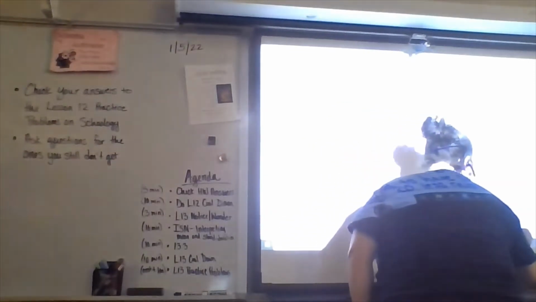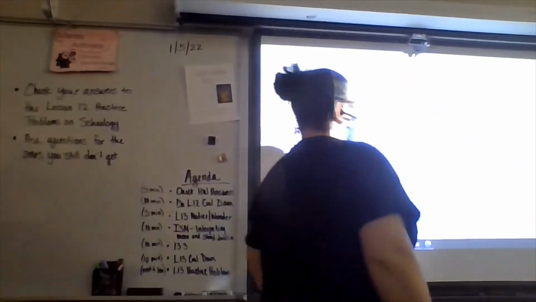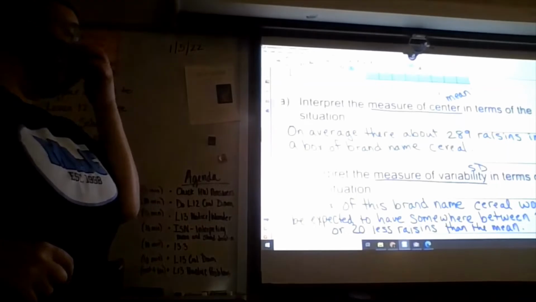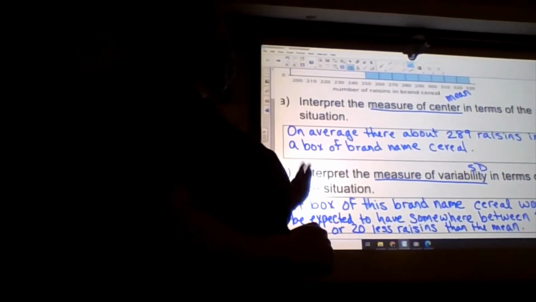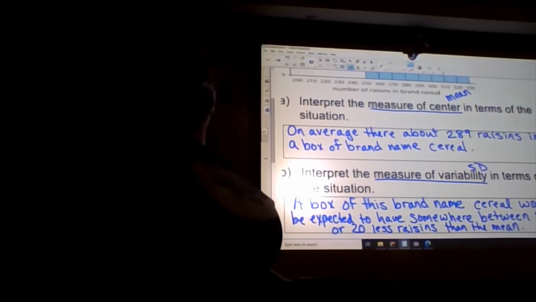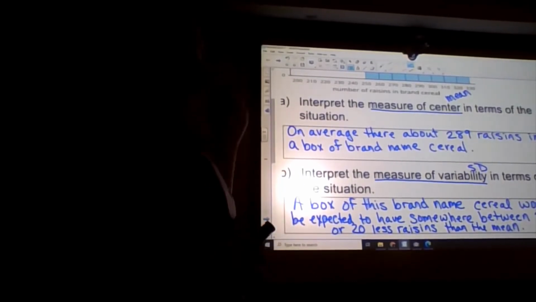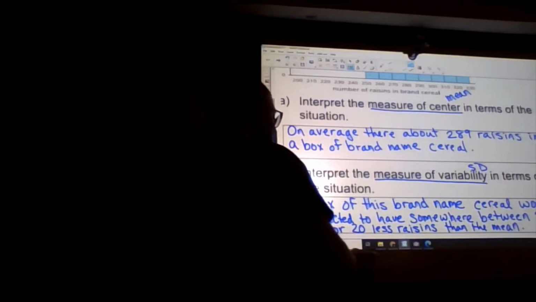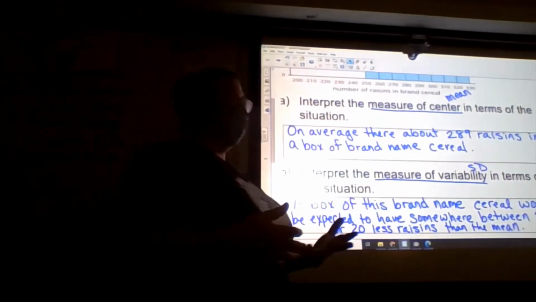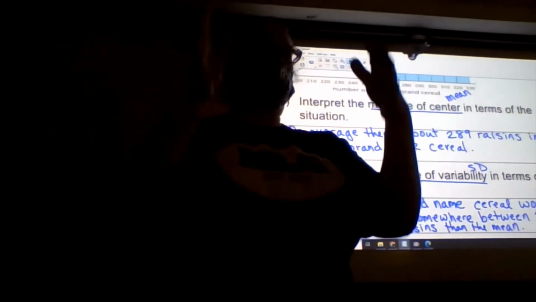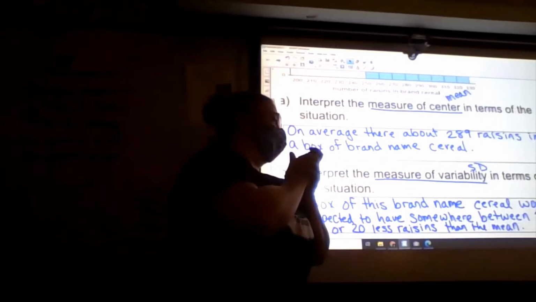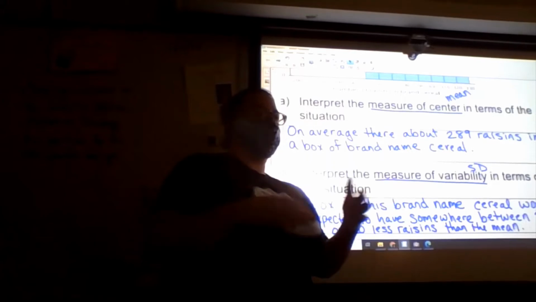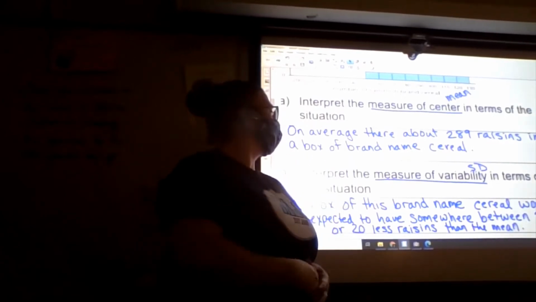We could actually calculate the range if we wanted to and say, what's 289 plus 20? What's 289 minus 20? And say the raisins in most of the boxes are going to be about 269 to 309 based on the standard deviation. So it gives us a little bit of a range to say, generally, they're in this range. They're not all going to be exactly where the mean is. That's just the average. But they're also not going to be super far away from the mean. It's going to be about 20 less or 20 more.